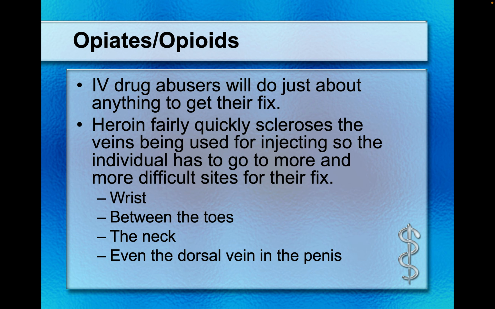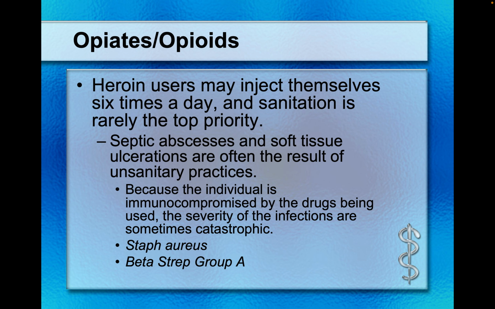IV drug abusers will do just about anything to get their fix. Heroin fairly quickly scleroses the veins being used for injecting, so the individual has to go to more and more difficult sites for their fix. They can go into their wrists, between their toes, the neck, even the dorsal vein in their penis if they are a male. Heroin users may inject themselves 6 times a day, and sanitation is rarely the top priority.